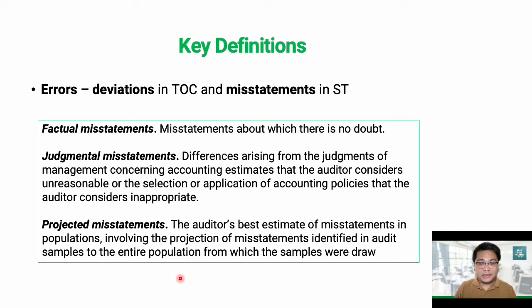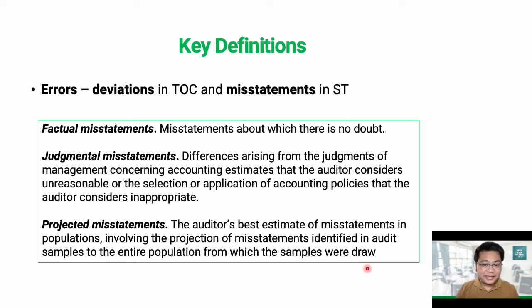And then finally, we have projected misstatements. This is the auditor's best estimate of the misstatements in the population, involving the projection of misstatements identified in audit samples to the entire population from which the samples were drawn. For example, you are auditing accounts receivable. Let's say the total amount of accounts receivable is 1 million pesos, but you have only audited a sample with a total amount of 100,000 pesos. You did not audit the entire population of the receivable.